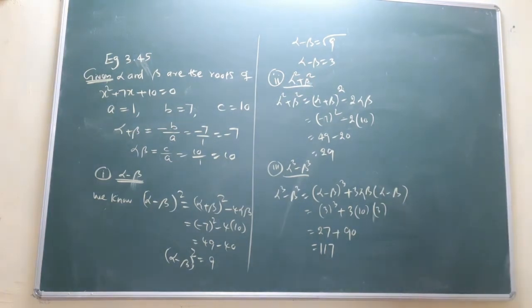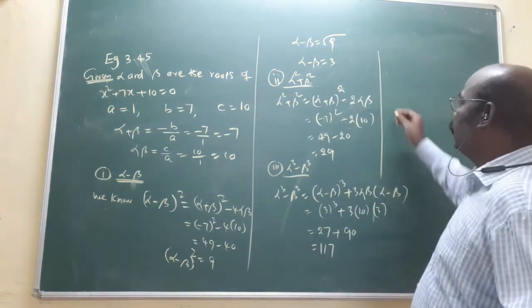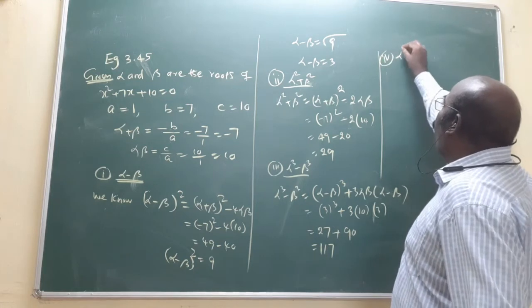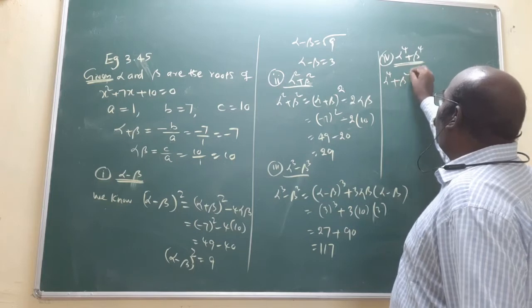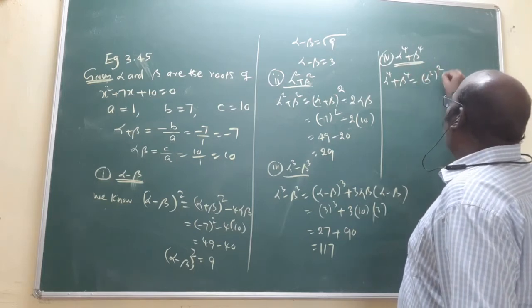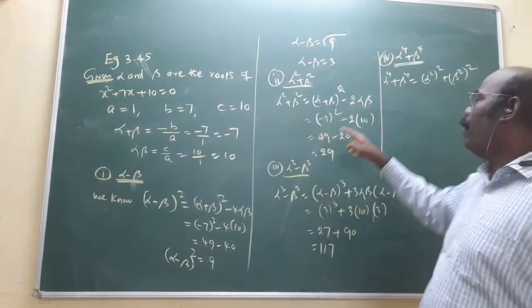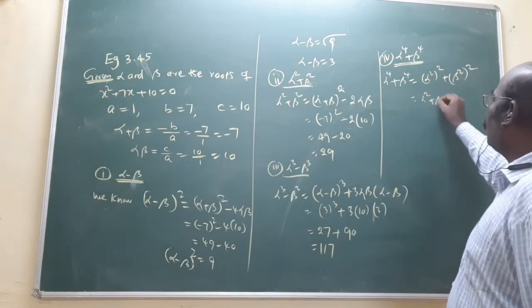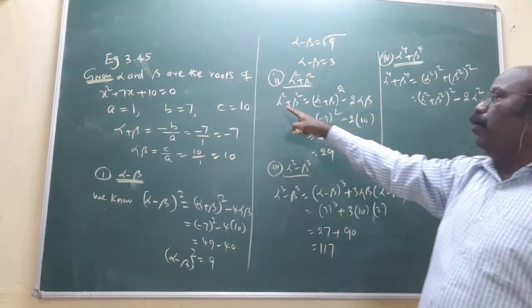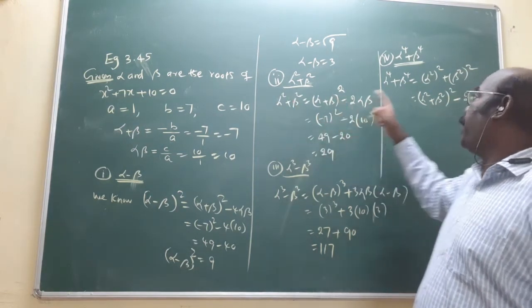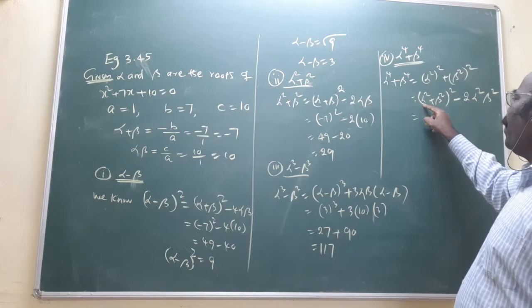Fourth subdivision is also asked. Alpha power 4 plus beta power 4 is asked. Alpha power 4 plus beta power 4 can be written as alpha square whole square plus beta square whole square. It is of the form alpha square plus beta square. What is the formula? Alpha square plus beta square whole square minus 2 into alpha square beta square. Here it is alpha beta squared, because we have already found alpha square beta square.